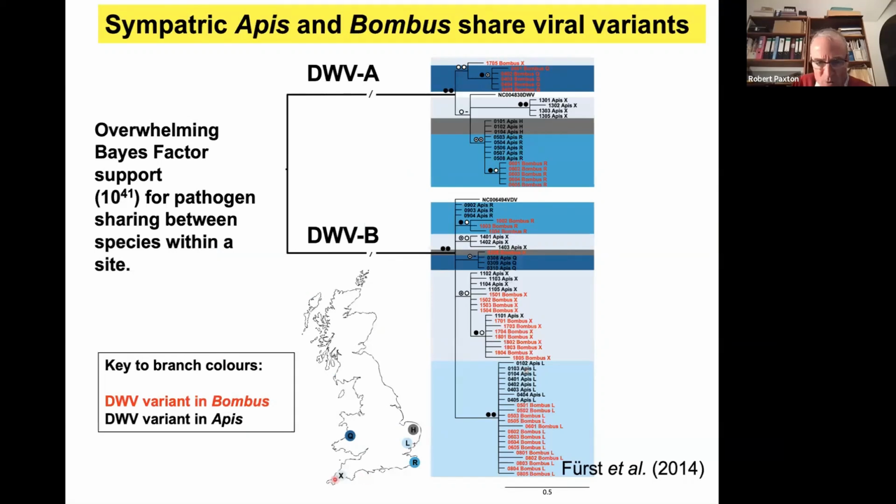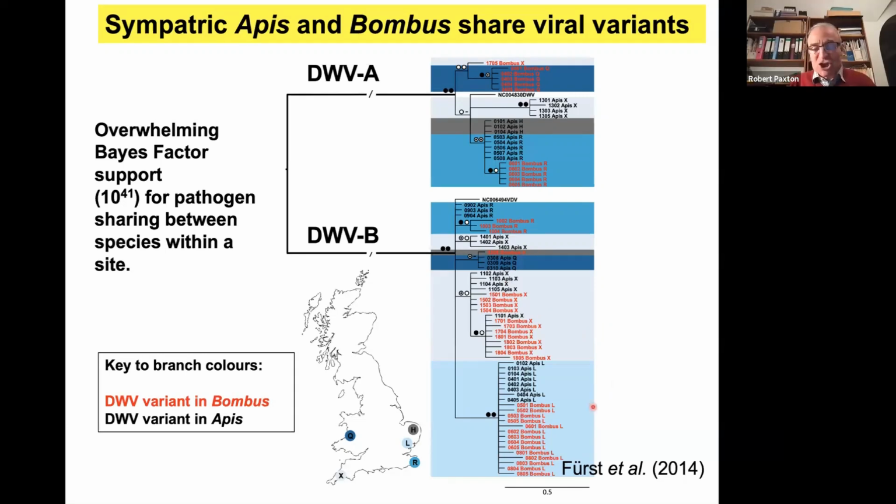At this location in Cornwall, the viral variant that we picked up in honeybees is identical to the viral variant we picked up in bumblebees at that location. But both are slightly different from the variant in Essex here. So that means if they're sharing virus, they must be exchanging it. But from one geographic location to the other, it's a slightly different variant that's present.